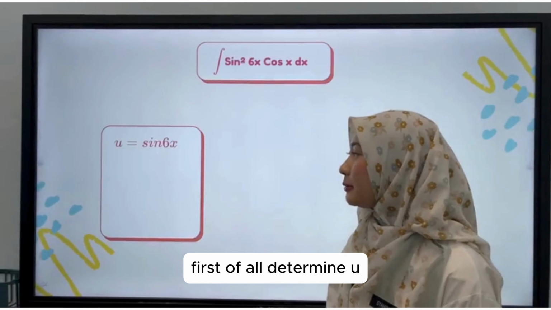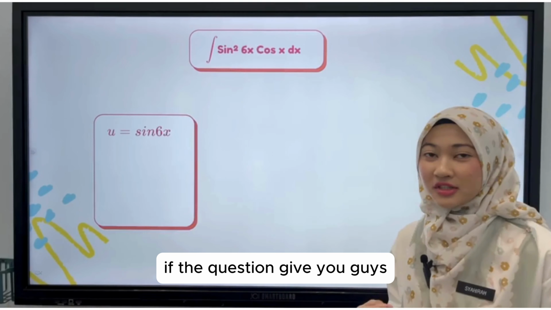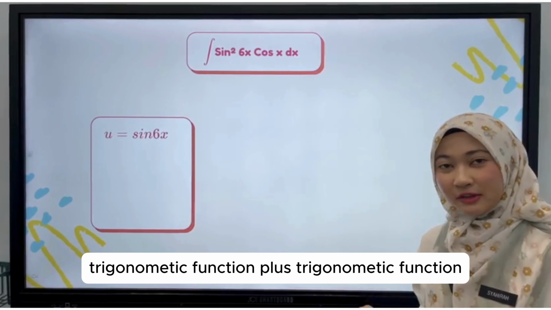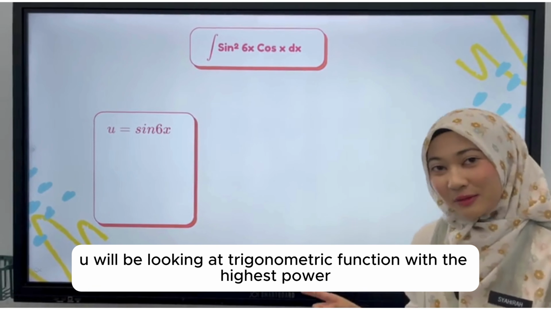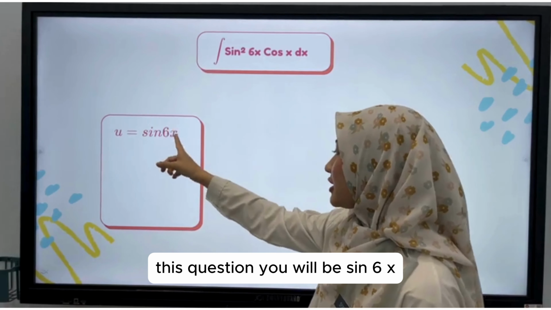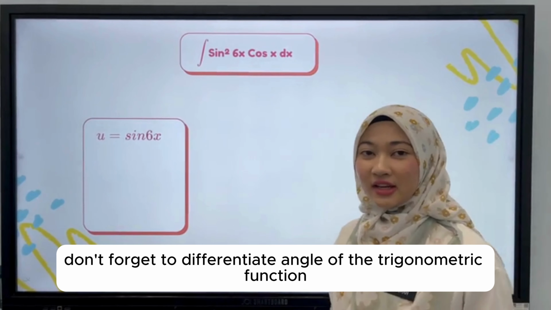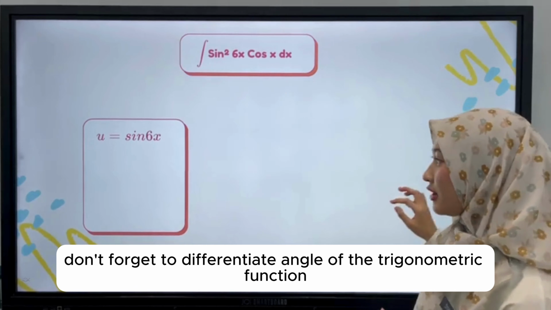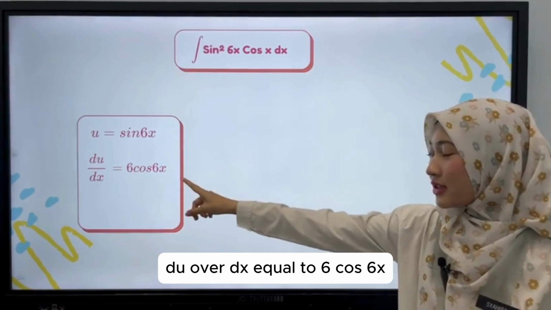First of all, determine u. From my previous explanation, if the question gives you a trigonometric function plus a trigonometric function, you will be looking at the trigonometric function with the highest power. For example, this question, u will be sine 6x. Then differentiate u, and don't forget to differentiate the angle of the trigonometric function. And our equation will be du over dx equal to 6 cos 6x.